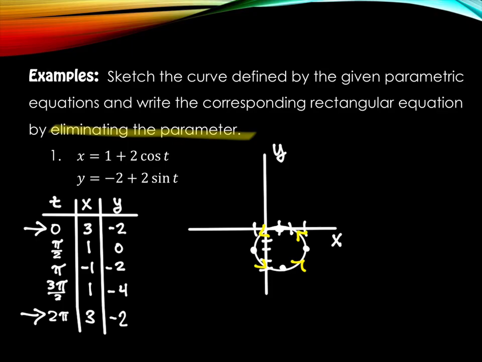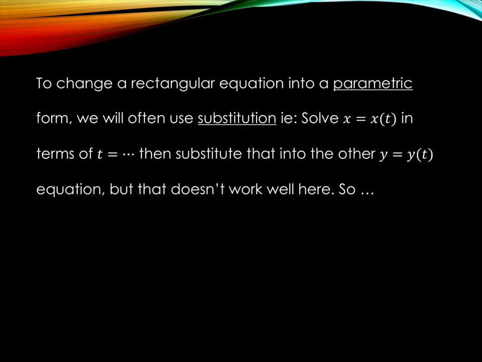You've done substitution before when you've solved equations in like an algebra course. That's not really very friendly here. And the reason it's not very friendly is because the t is the angle and it's embedded inside of the sine and the cosine. So that's what this is describing. To change it into a rectangular equation, into parametric form, we often use substitution. So we solve x equals x of t in terms of t, substitute it into the other equation. It does not work very well here to do that. So this is the trick that happens when we have sines and cosines, okay?